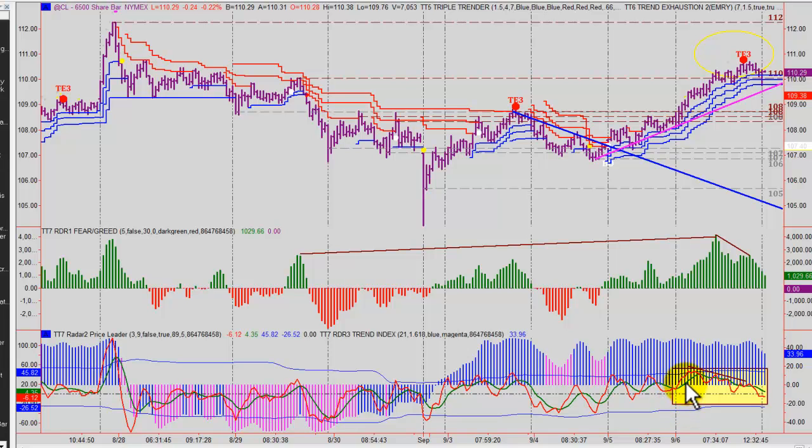We are seeing divergences down here in radar 2, price leader right there, so that would confirm the short-term bearish orientation for the beginning of the week. However, triple trender is completely bullish right here, although this bar looks like it was testing that, and radar 3 trend strength is bullish, radar 1 Fear Greed is bullish. This is still a bullish market. We just see a potential pullback in it in the short term.